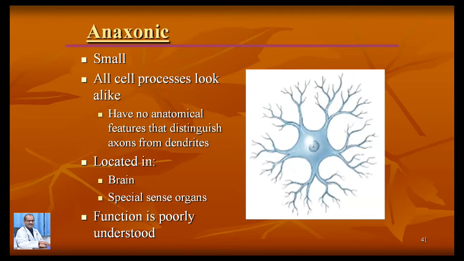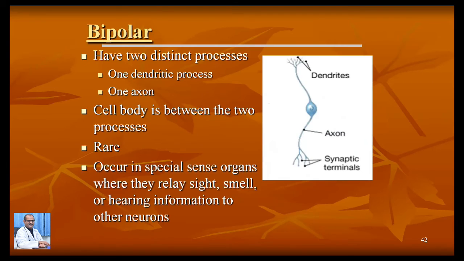So what's anaxonic? It is a small structure and all cell processes look alike. They have no anatomical features that distinguish axons from dendrites. There are no axons or specific dendrites; all look similar here. It is located in the brain and special sense organs, especially the smell organs. Function is poorly understood. Of course, it is present in the higher centers of the brain.